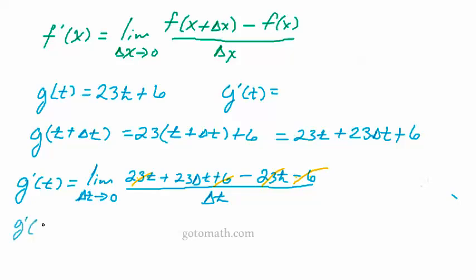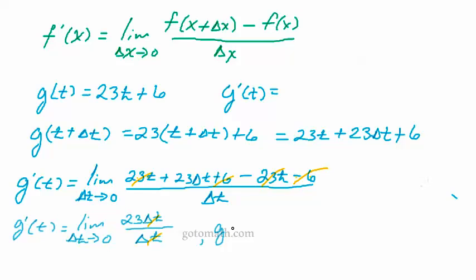And now what we're going to do is end up going back and rewriting this. And we'll go ahead and rewrite g prime of t is equal to the limit as delta t approaches 0. And so what are we left with? We're left with 23 delta t. And that's what we're left with on top, it looks to me like, over delta t. Now as you can see, the delta t's can cancel out. We got a delta t up here in the numerator and a delta t down here in the denominator, and those can cancel out also.